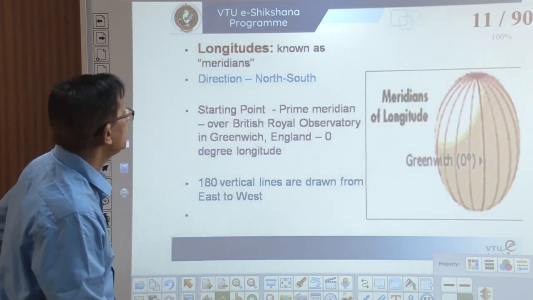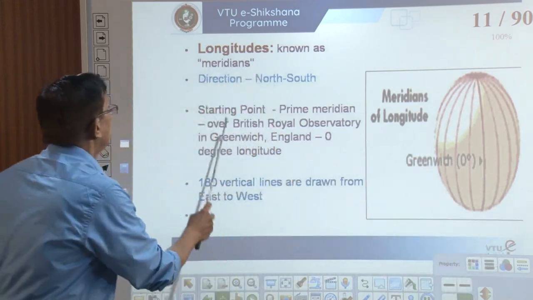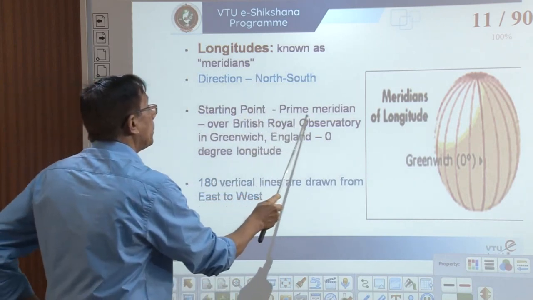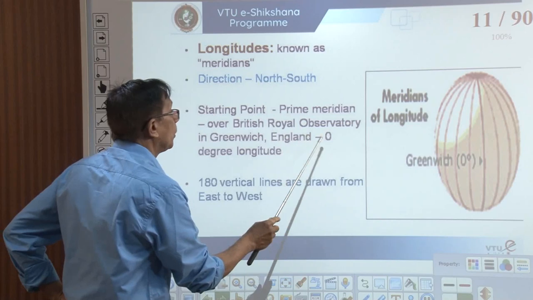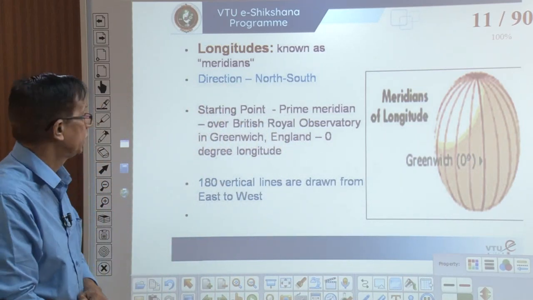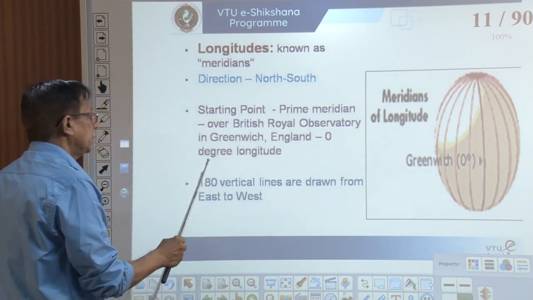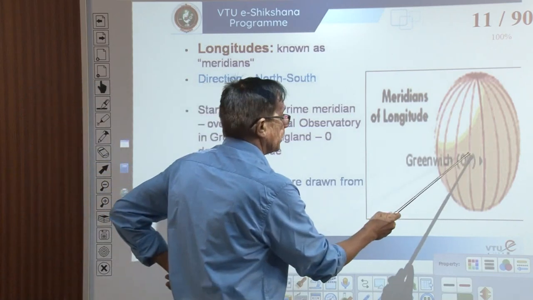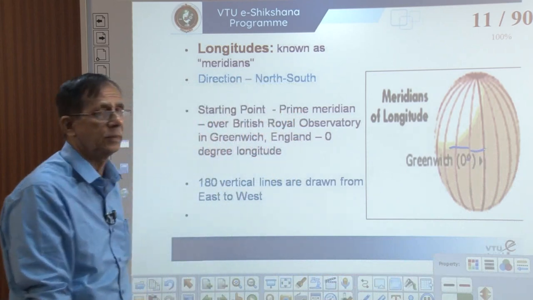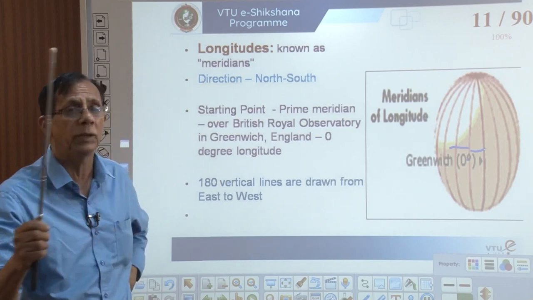Similarly, we have longitude, and the direction is north to south. The starting point is the prime meridian over the British Royal Observatory, which is taken as the reference, 0 degree. That is Greenwich in England. That is taken as the reference. These are all very important. As we go towards east or towards west, the time varies with respect to that.